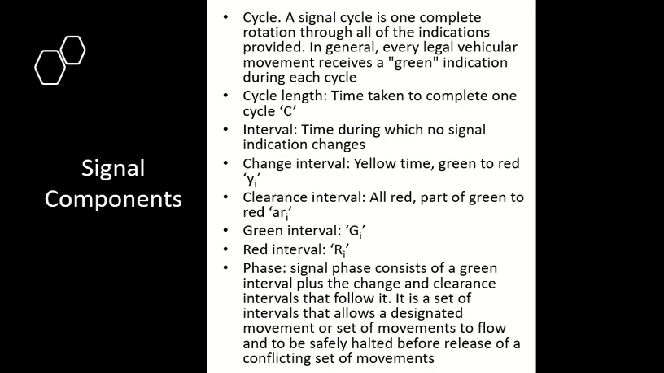Then we have the clearance interval. Another name for clearance is the all red interval. As the name suggests, all signals are red, and this is given for clearance. What do we mean? You pass the intersection during yellow time. You didn't have a stopwatch, you didn't know for how many seconds the signal would remain yellow, and you didn't know how many seconds you would take after crossing the stop line to reach the other side.